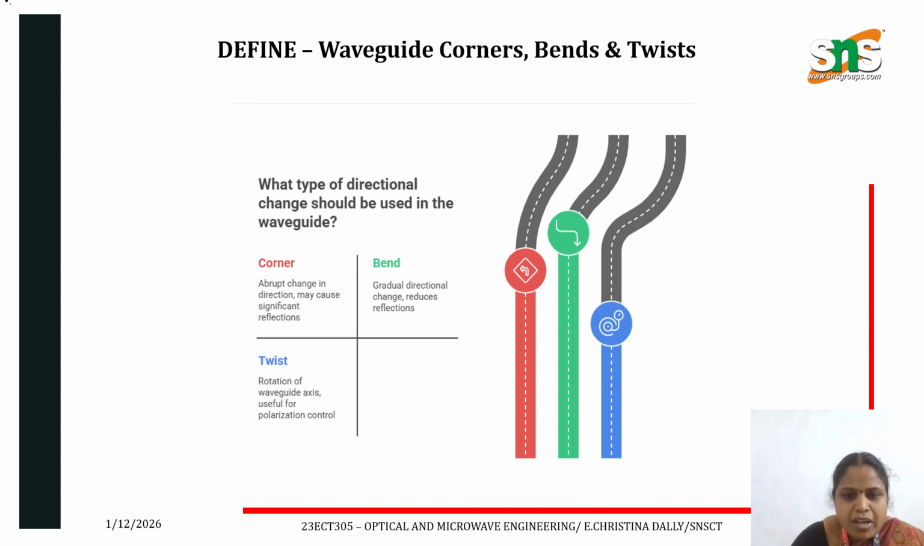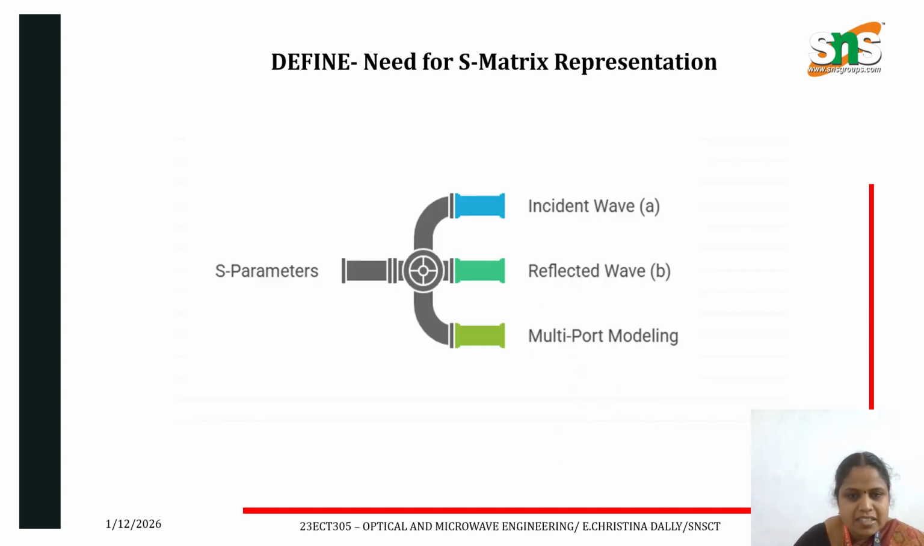The three main parameters we are going for are, one is corner, the next one is bend, another one will be twist. There will be an abrupt change in direction, so that is termed the corner. There will be significant reflections. The next one we are going to see is the bend. Suppose there is a directional change, it will reduce the reflections. The third one is twist. Why we are going for this twist is rotation of the axis, and it is also useful for polarization control. These are the three things needed for this S matrix representation.